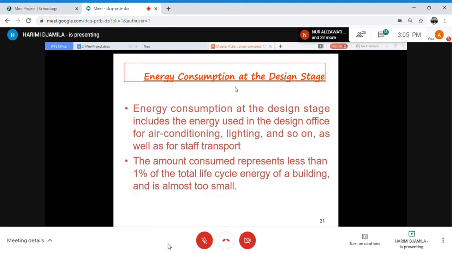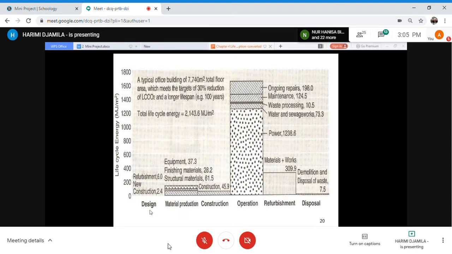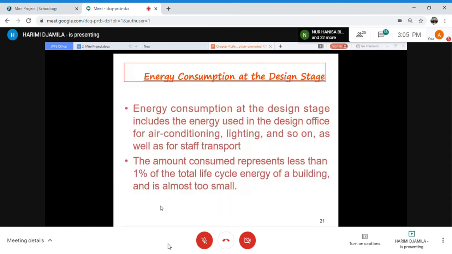So the energy consumption at the design stage, which is shown here, the amount is not that big, but still 1%, depending on the units, of the total life cycle energy of a building. It is almost too small, because if you compare it to 100, you would say it's still small. Okay, but then it's supposed to be considered.